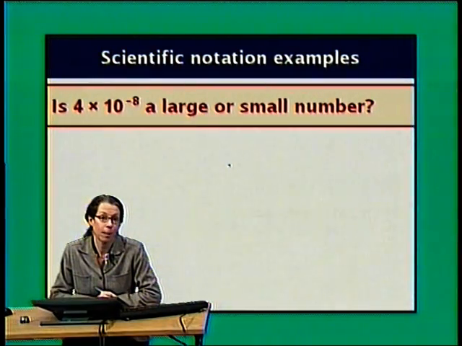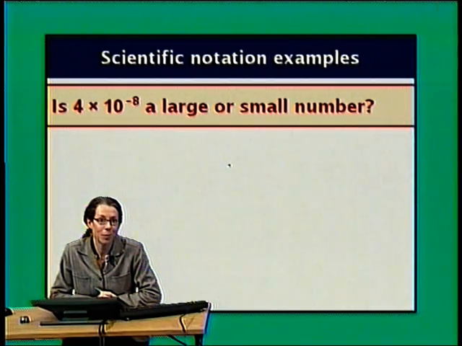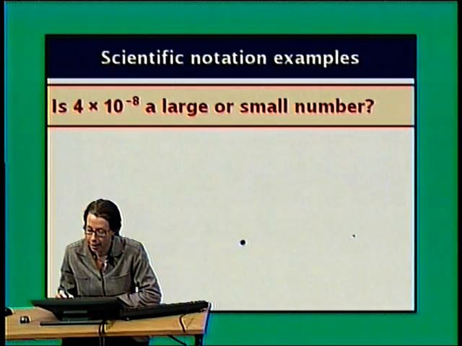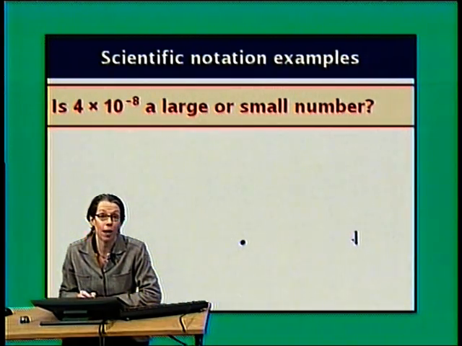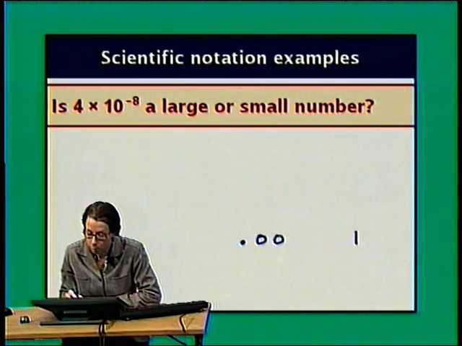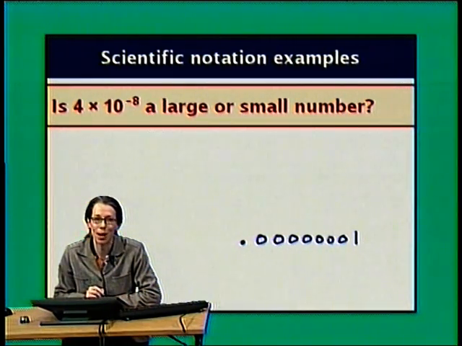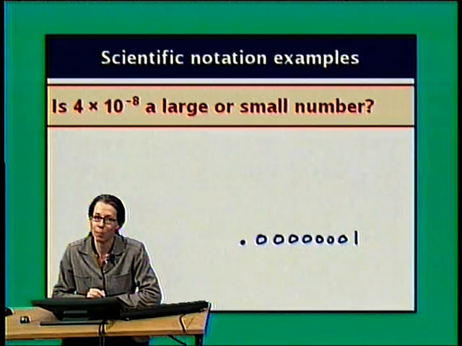Is 4 times 10 to the negative 8 a small or large number? Well, what does 10 to the negative 8 look like? Well, I have my decimal point, and 8 units to the right of that, I have a 1 with 7 zeros in between. That's a tiny number. And a tiny number multiplied by 4 is still pretty small.